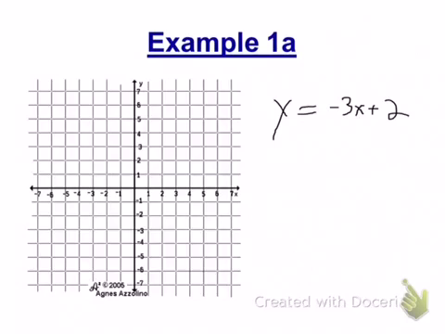Okay. Any slanted line is a function. And this one is slanted. The slope's negative 3. It's going to run downhill. All right? Horizontal lines are functions, yes. Okay? X and Y table.